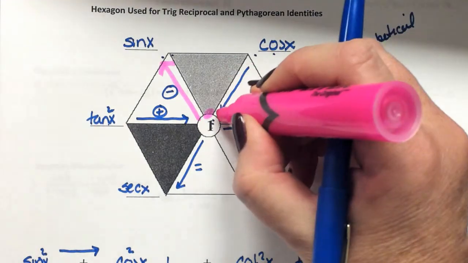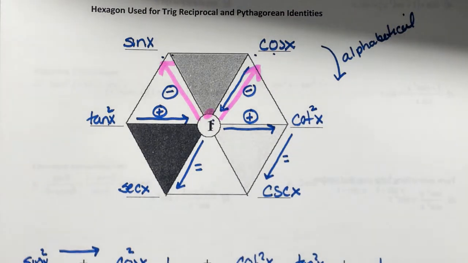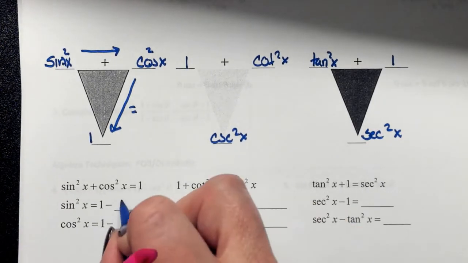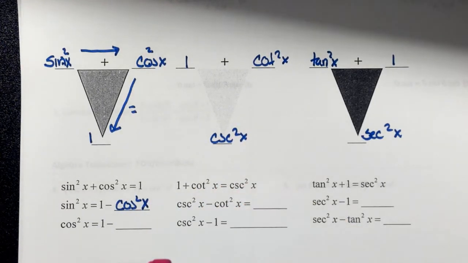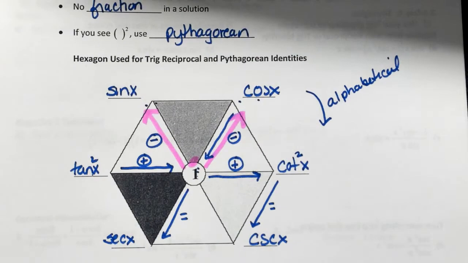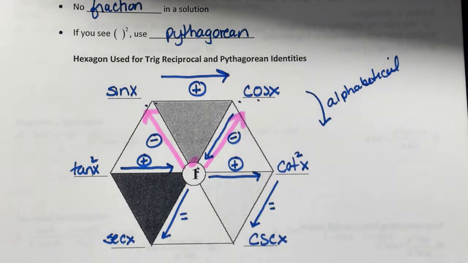You can go up the other side. 1 minus cosine squared equals sine squared. So notice sine squared is equal to 1 minus cosine squared. Cosine squared is equal to 1 minus sine squared. So just remember, when you work around the hexagon, when you go across the top of the triangles, you add. So sine squared plus cosine squared is equal to that third vertice. Or if you start at the bottom and you go up, you subtract. 1 minus sine squared is cosine squared.